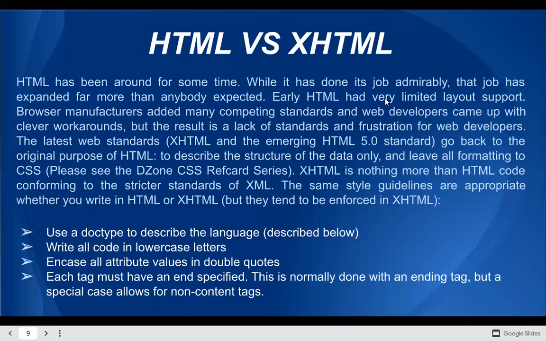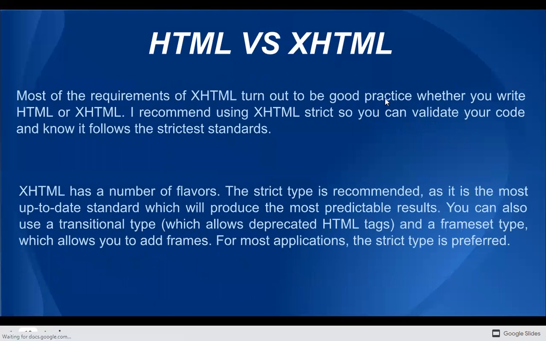XHTML is nothing other than HTML code conforming to the stricter standards of XML. The same style guidelines are appropriate whether you write in HTML or XML, but they tend to be enforced in XHTML. We try to use a document type to describe the language. Here in XHTML, we try to write all code in lowercase letters. We enclose all attribute values in double quotes. Each tag must have an end specified. This is normally done with the ending tag, but a special case allows for non-content tags.